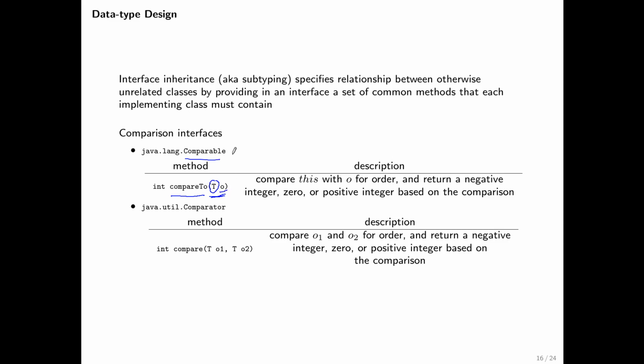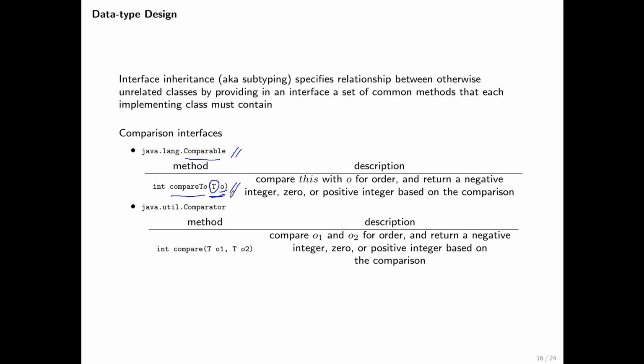Again, Comparable only specifies this method as a declaration. It does not say anything about how it's implemented. It's the job of the data type that implements this interface to provide that meaning, to provide that definition. And going back to the Counter data type, that's exactly what we did there. So the Counter data type implemented Comparable, and hence it had to provide a meaning for this method.